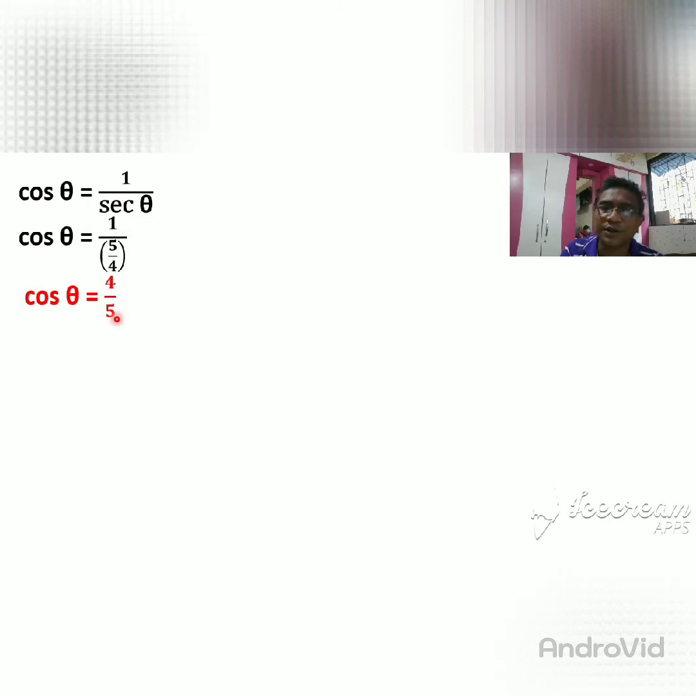Do you understand how? 1 divided by 5 upon 4, when you divide, you take the opposite, so 4 upon 5 is the answer. So cos theta is equal to 4 upon 5. Simple. This is the way we find it. Sec theta is equal to 5 upon 4 and cos theta is equal to 4 upon 5. This is solved by the identities method.